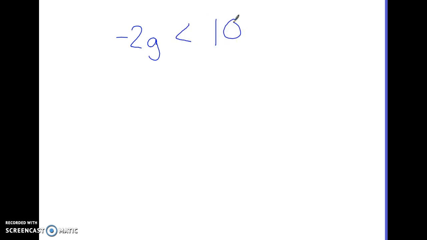We're still going to solve like we typically would with positive numbers. We want to work with getting g by itself. The first step to doing this is the opposite operation. Since negative 2 and g are multiplied, the opposite is dividing. So we're going to divide by negative 2 on both sides.